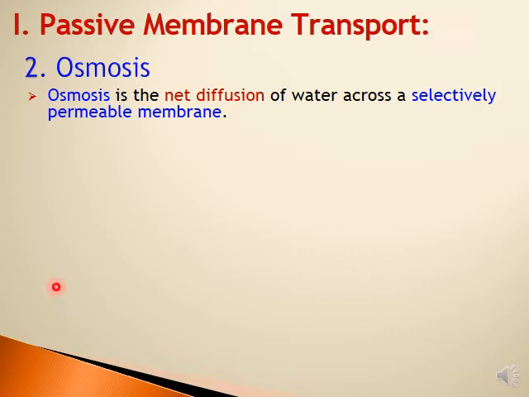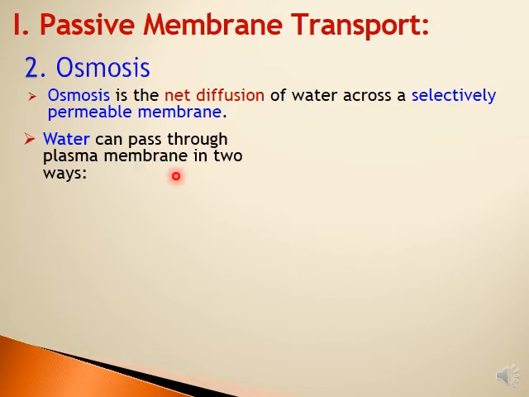Let's move to the second type of passive membrane transport, which is osmosis. Whenever we read or hear the word osmosis, it is the transport of water, only water, across the cell membrane. So this term is just to describe the transport of water across the selectively permeable membrane, and in the biological system we are talking about the cell membrane or the plasma membrane. So osmosis is the net diffusion of water across a selectively permeable membrane.